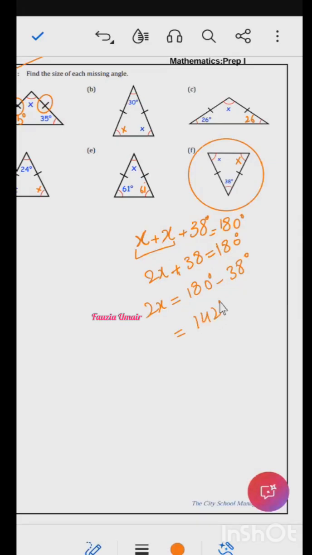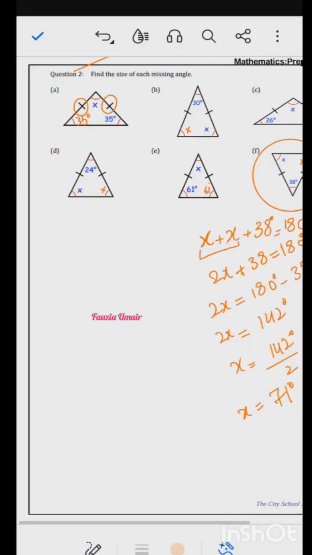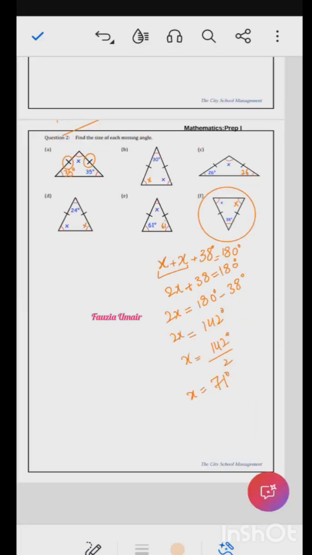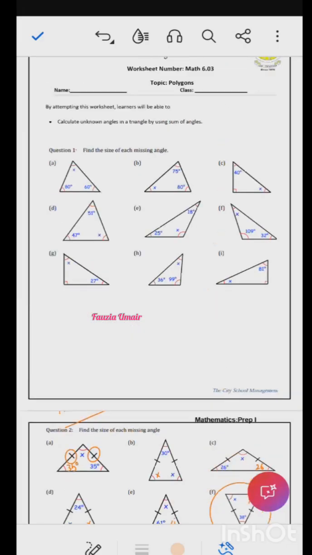And now just tell me, this 2 is multiplied here. On the other side, it will be divided, it will go into the division. Very good. So what would be the answer? 71 degrees. Okay? Yes, ma'am. Okay. I know you can solve the rest. Yes, ma'am. So that's all in this worksheet also.